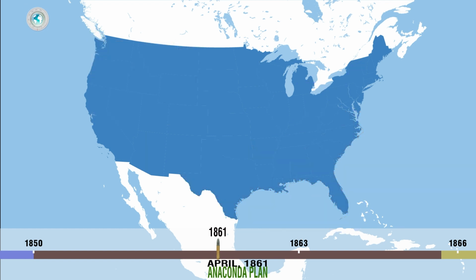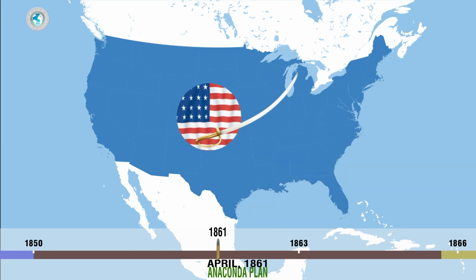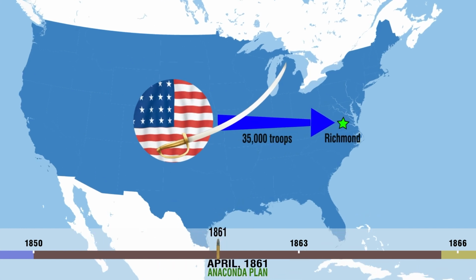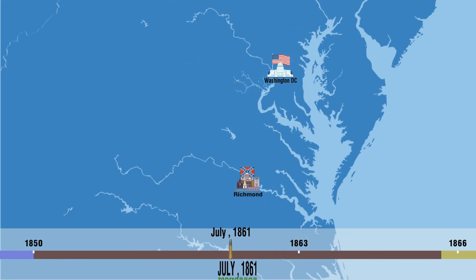Just a few months after the conclusion of the battle at Fort Sumter, the Union called for a campaign against the capital of the Confederacy, Richmond, Virginia. July 1861.